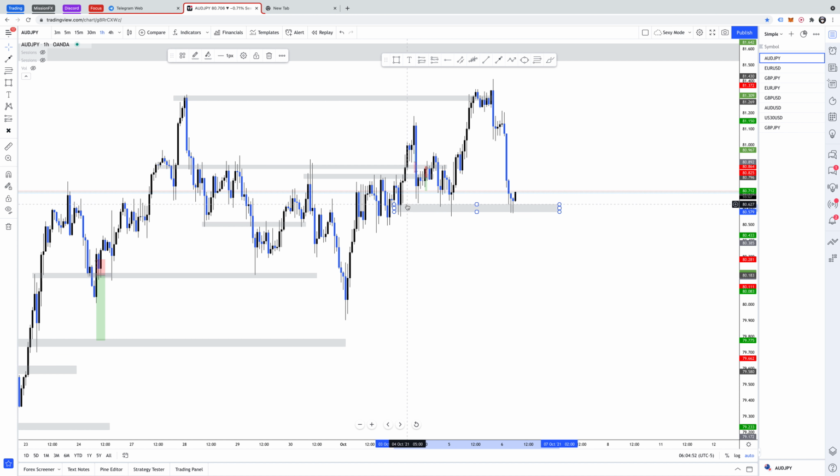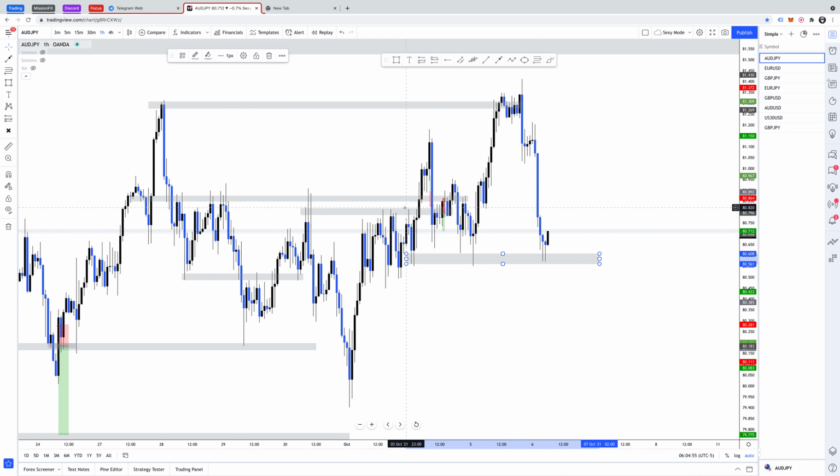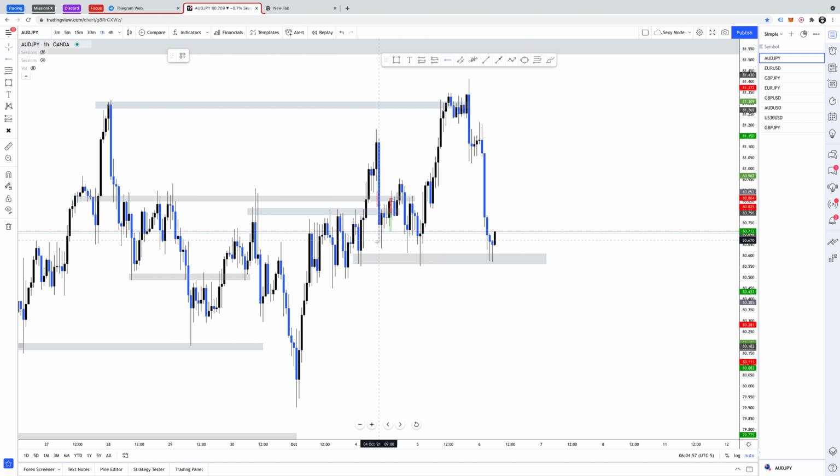There is a bit of a support right here, but there's also a million supports right here. Look at this. There's one right here with these lows. You can drag it lower. You can drag it down here with these lows.